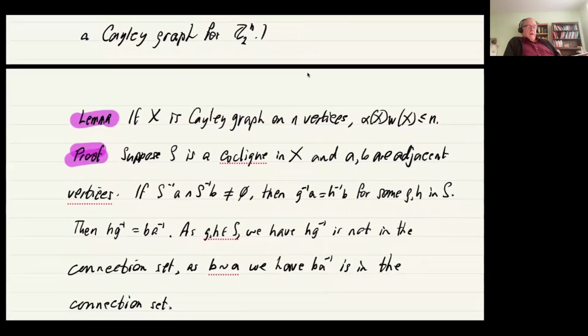So we're proving. We have alpha, the maximum size of a co-clique, and omega, the maximum size of a clique. And things like this are often referred to as clique-co-clique bounds.